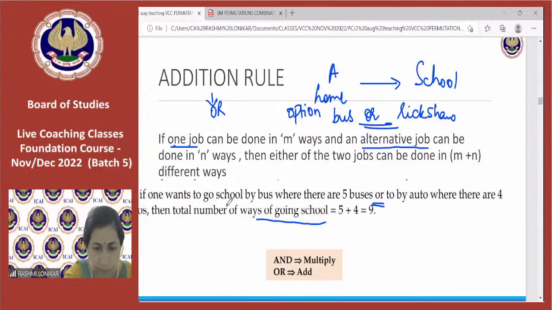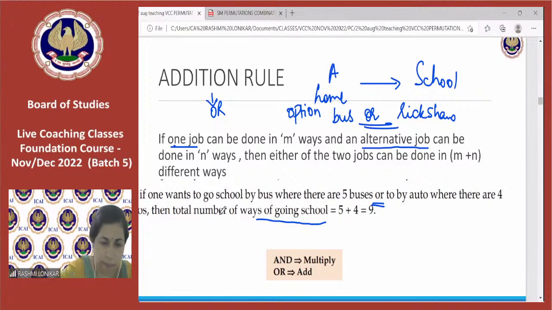Like when we are talking about the example of the student going to school, we can say that the student can go to school either by bus or by an auto, and so he has this option. If he goes by bus, how many different ways does he have? If he goes by auto, how many different ways can he go? And then together, he will be able to reach from his home to the school in how many ways.